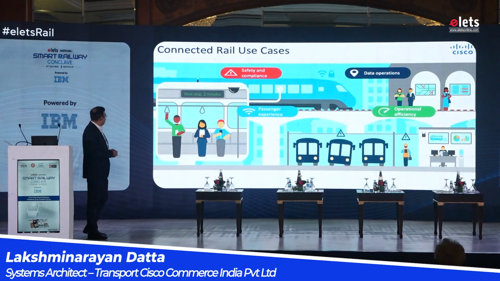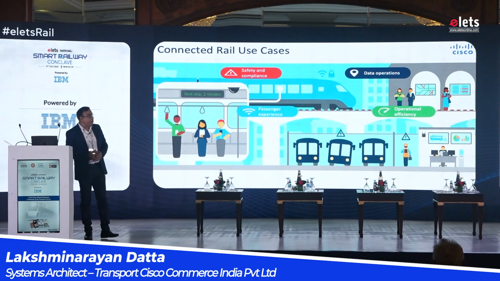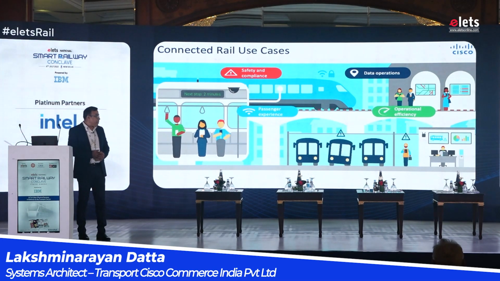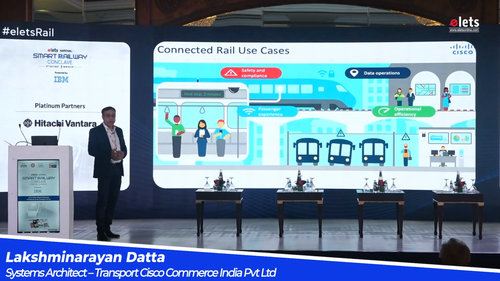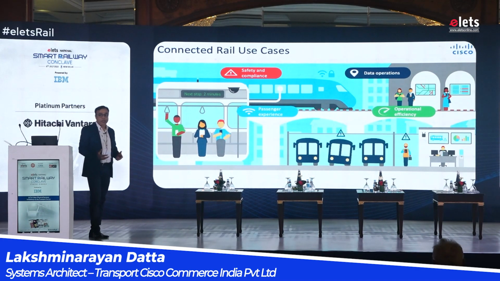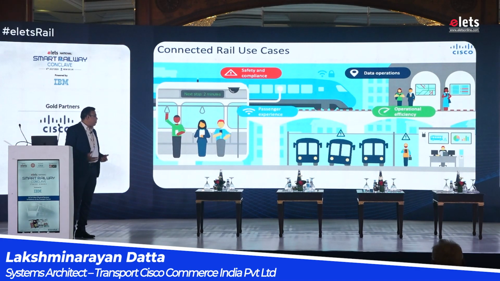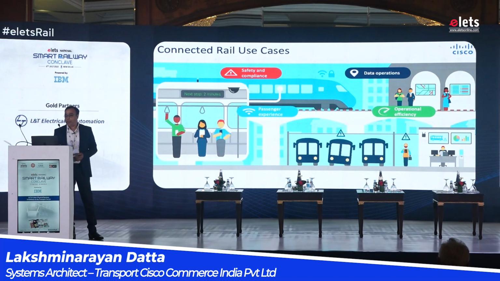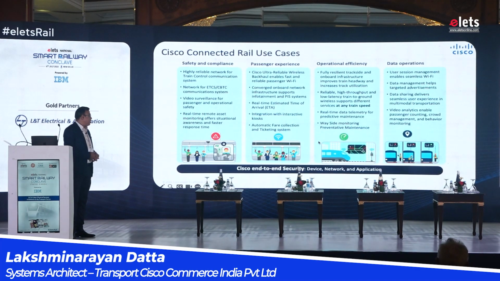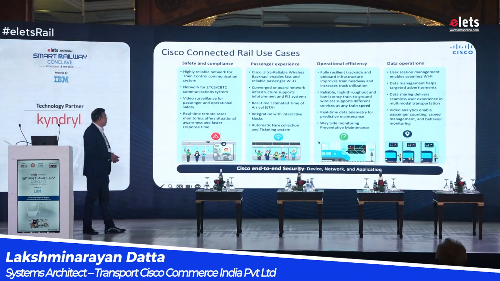Keeping time in mind, I will touch upon four use cases. One is safety and compliance. When you talk about train control and communication and the passenger system, safety and compliance is one of the major aspects. I will touch upon it from the networking and connectivity point of view. Another is the passenger experience. If we provide a better passenger experience, only then will passengers be more inclined to ride public transport. Then there is operational efficiency. While doing operations, operational efficiency is also one of the major aspects of the network. So, more elaboration on the four use cases.